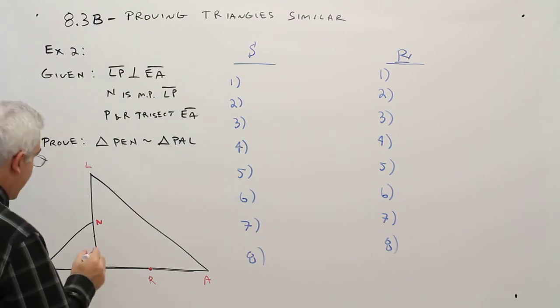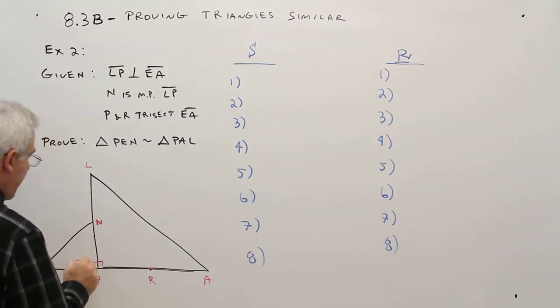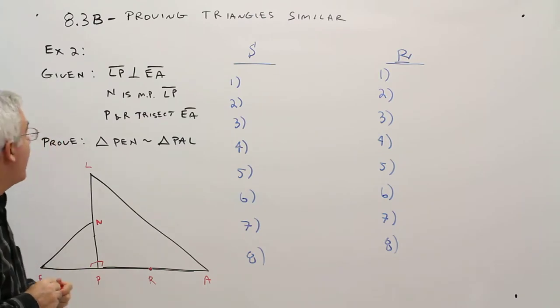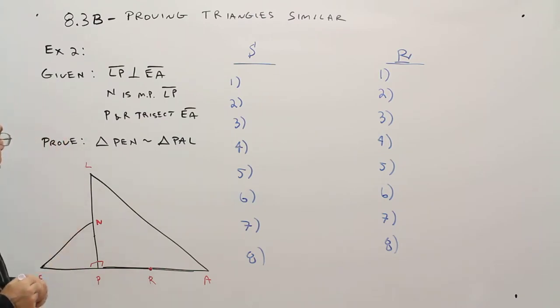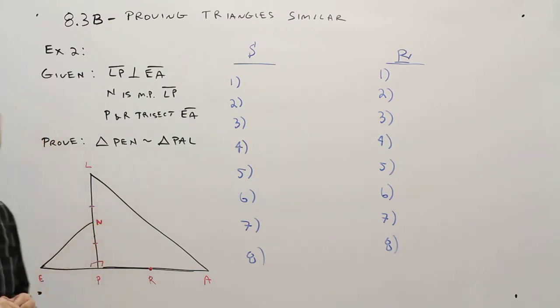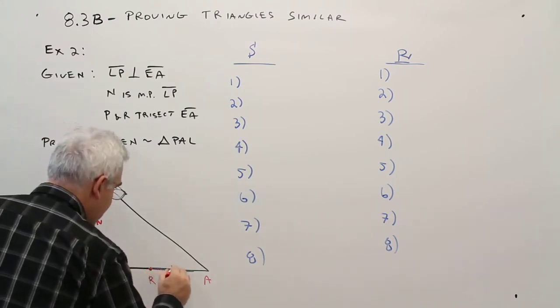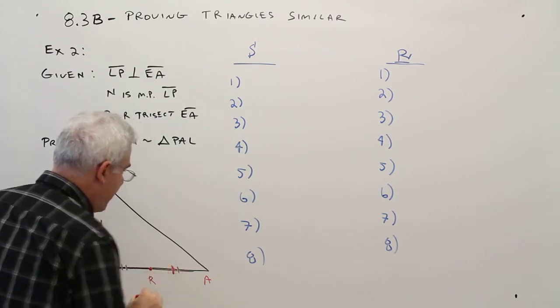LP is perpendicular to EA. I'll put right angle marks right there. N is the midpoint of LP, so I'll mark that up. And P and R trisect EA. So what I'll do is I'll just mark it up like that.